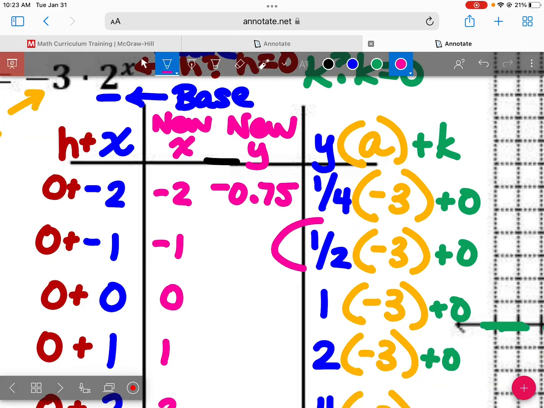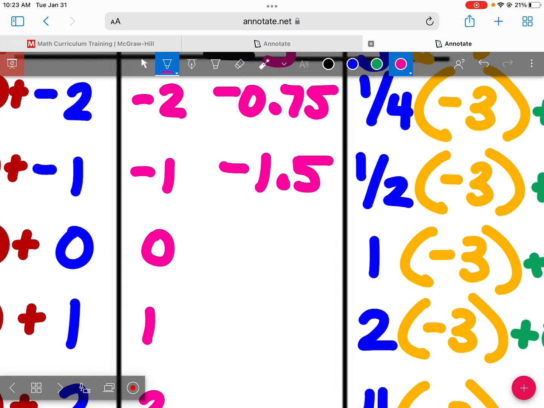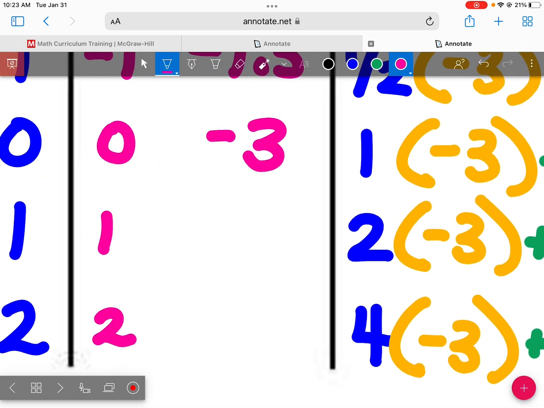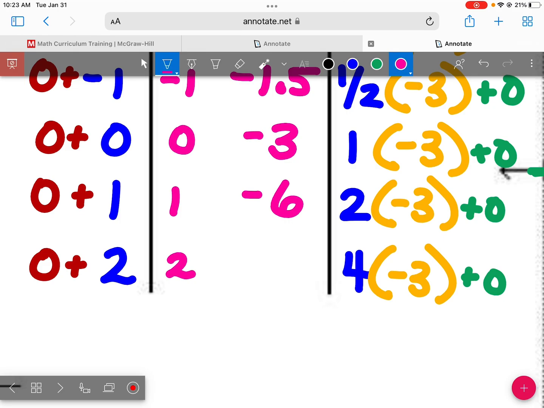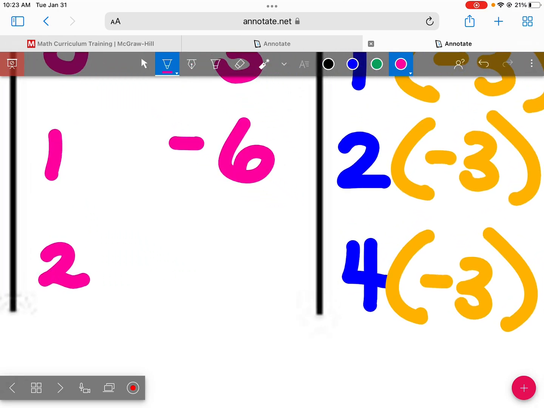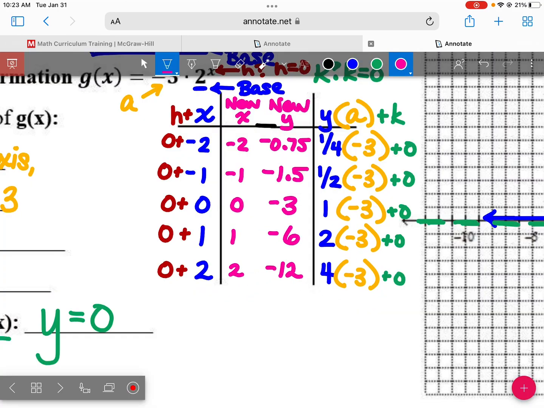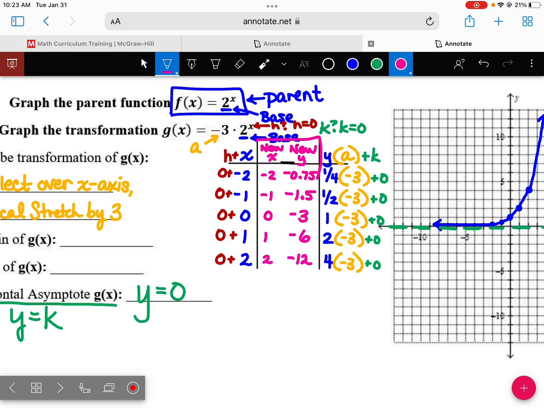What about when we do 1/2 times -3 plus 0? Negative 1.5. 1 times -3 plus 0? Negative 3. 2 times -3 plus 0? Negative 6. And 4 times -3 plus 0? Negative 12. Those are the points that we're going to go and plot now for our transformation.